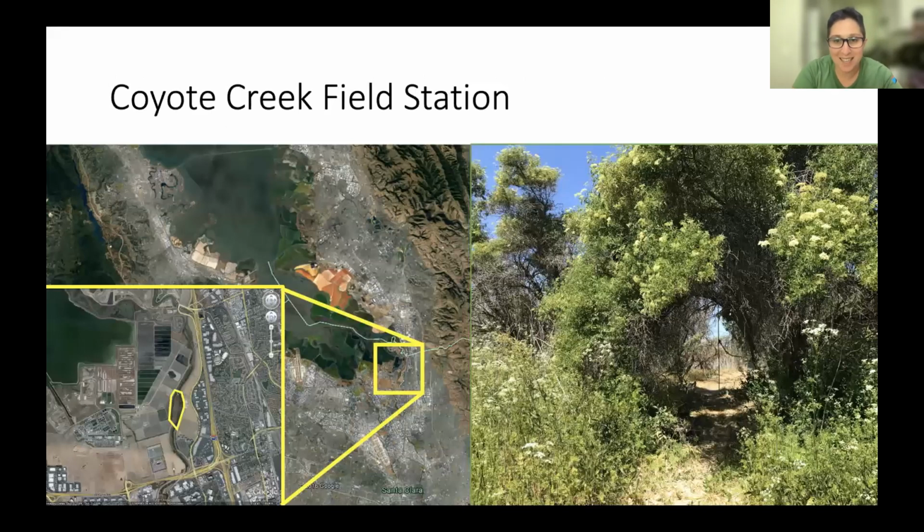Okay, so let's talk about Coyote Creek Field Station, CCFS in particular. I know I've talked about this to this group before, so if you've heard this, I'll try to be quick. We are located in North San Jose, just at the base of the bay there.